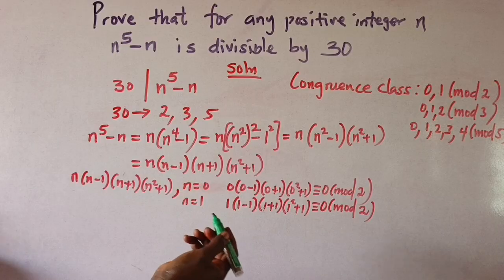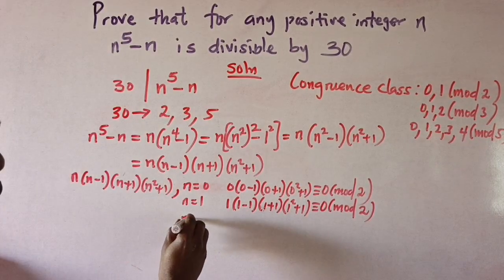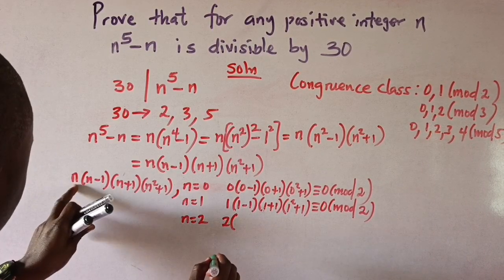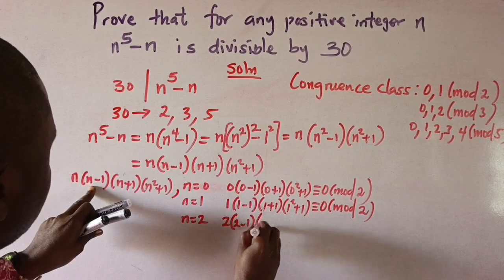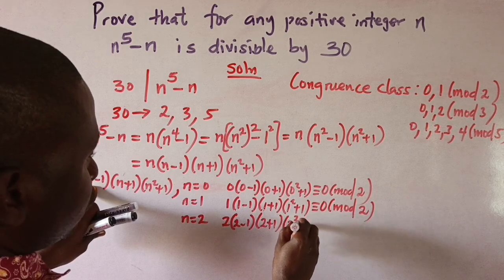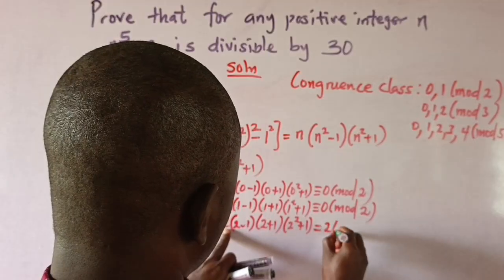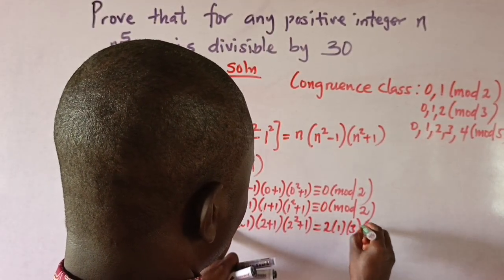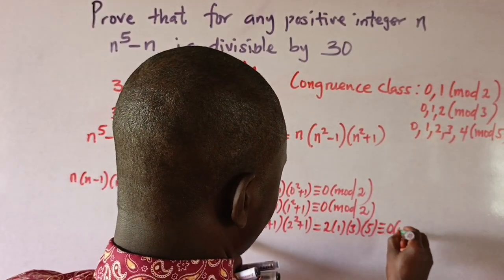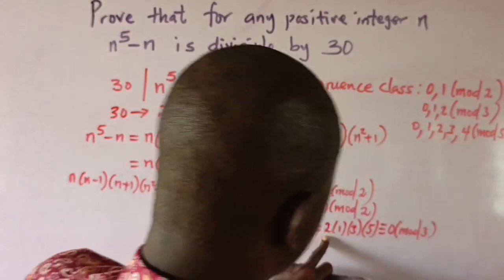So we are going to substitute 0, then 1, we have done those, then we substitute 2. When n equals 2, we have (2 minus 1)(2 plus 1)(2 squared plus 1), which is 1 times 3 times 5. Then 2 squared is 4, plus 1 is 5. This is equivalent to 0 mod 3, because 3 can go. When you divide the result by 3, the remainder will be 0 mod 3.